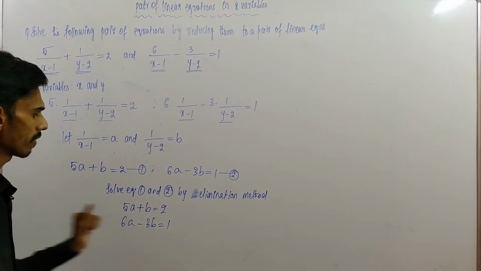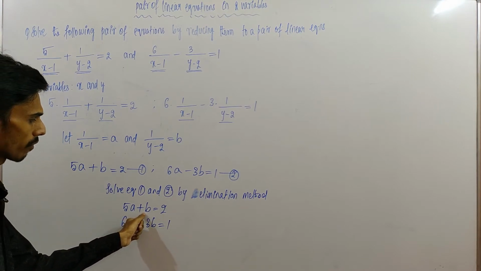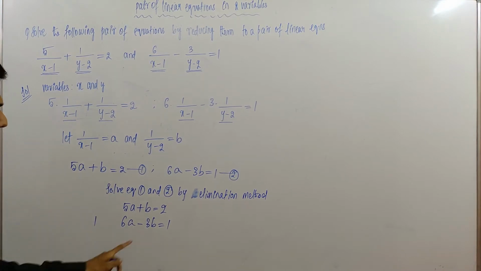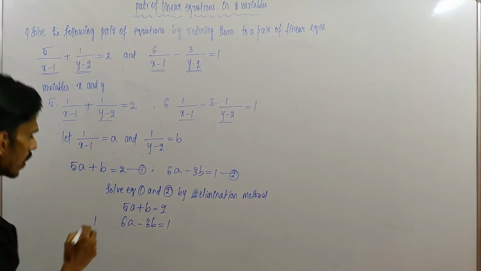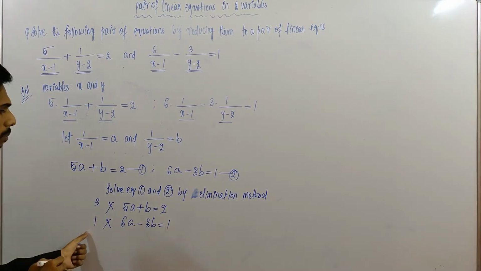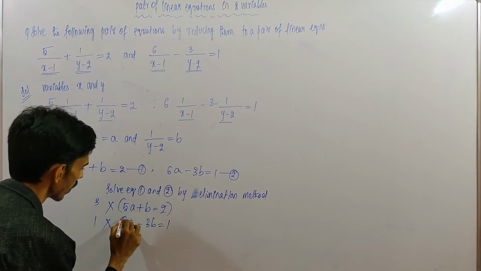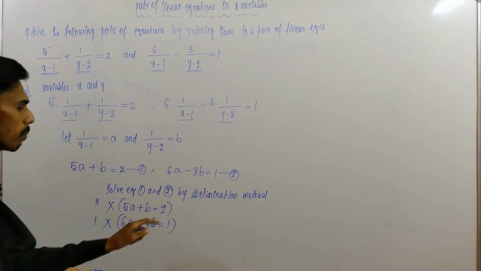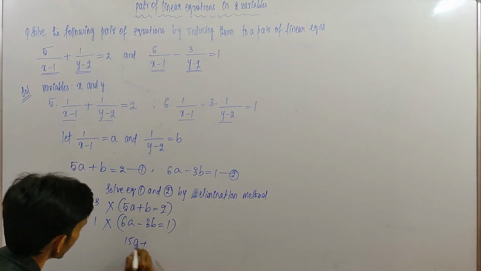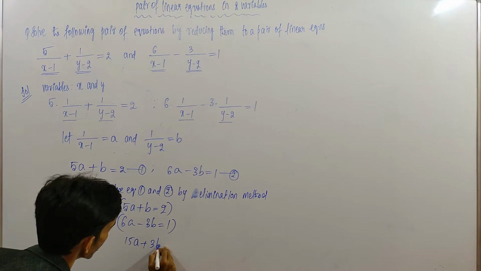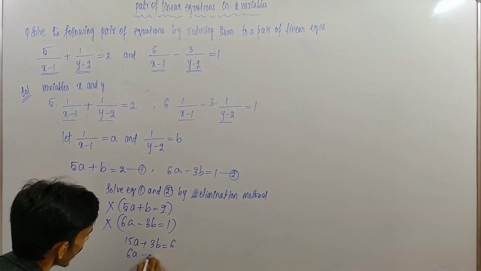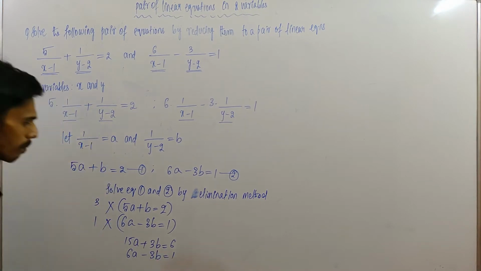Here we have plus sign, here we have minus sign, and the coefficient of b is 1, so write down 1 here, and here the coefficient of b is 3. Write down 3 here. Now multiply these two numbers to this equation. Multiply this number to the complete equation. We have 3 into 5, 15a, 3 into b, 3b, 3 into 2, we have 6. 1 into 6a is 6a minus 3b is equal to 1.